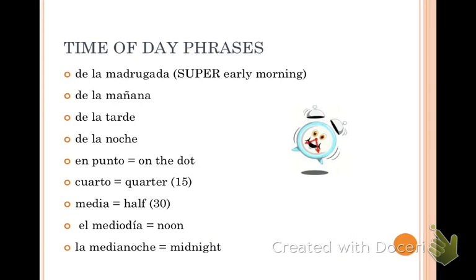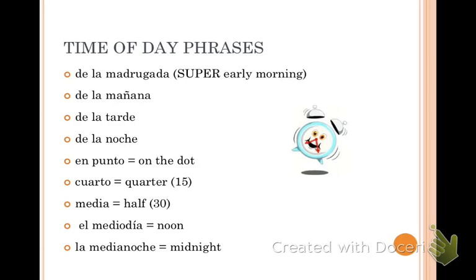Let's look at some of our special words, our special times of day. So you want to be able to say it's 2 in the morning, it's 2 at night, it's 2 in the afternoon. So these phrases you're going to need to learn. Repita, de la madrugada. Madrugada. Madrugada. So la madrugada is a special time. It's super early morning, like 2, 3 in the morning. That time in the morning that's really actually night.